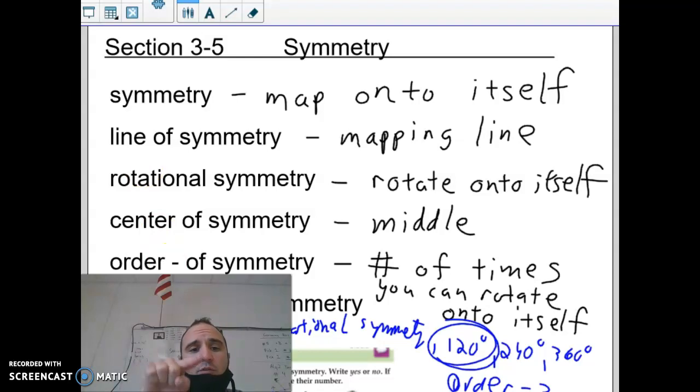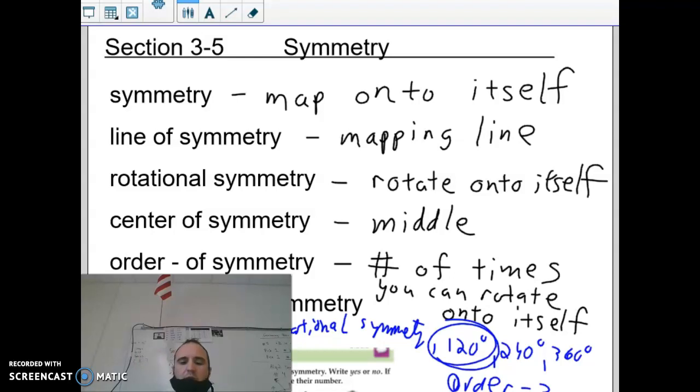Rotational symmetry is when you can turn something on top of itself, and I use this as an example. So for instance, this one does have rotational symmetry at 360. And then the center is the middle when you're rotating. Order is the number of times it rotates onto itself. For instance, a triangle can rotate onto itself 3 times.